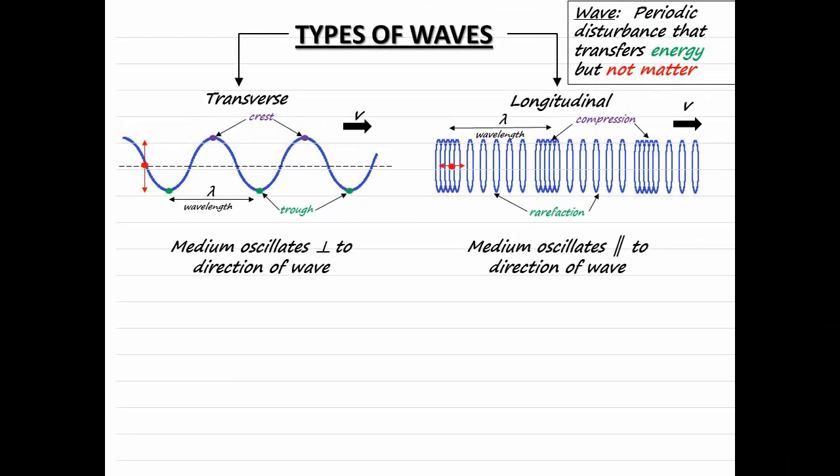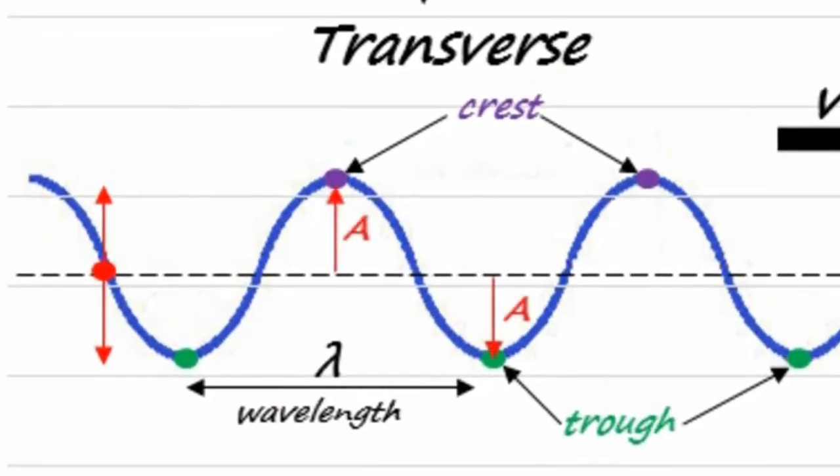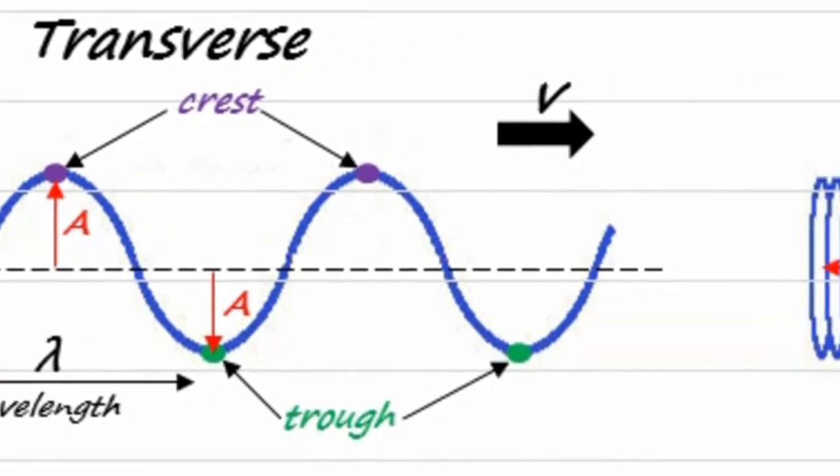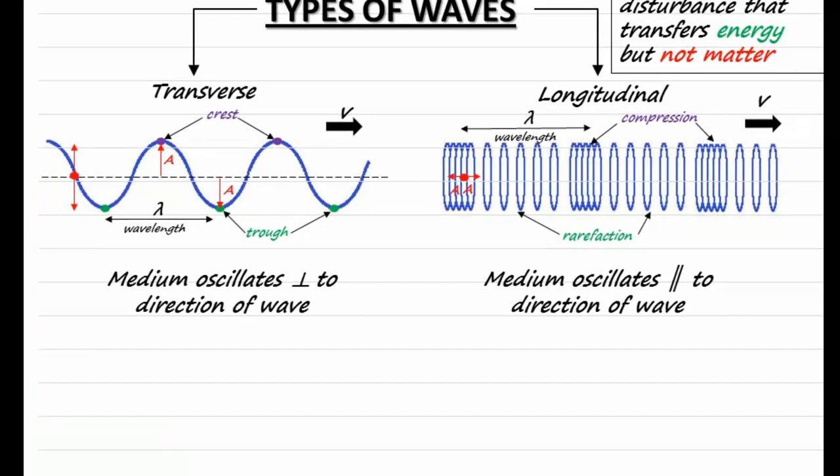Now there's one other term that's really important both for a transverse and a longitudinal wave. It's how much the particles of that medium have been displaced or have moved from their rest position. That's known as the amplitude. For a transverse wave, it's shown as the distance from the center line to a crest or the center line to a trough. For a longitudinal wave, it's shown as the distance that any one of those coils is displaced to the left or to the right.